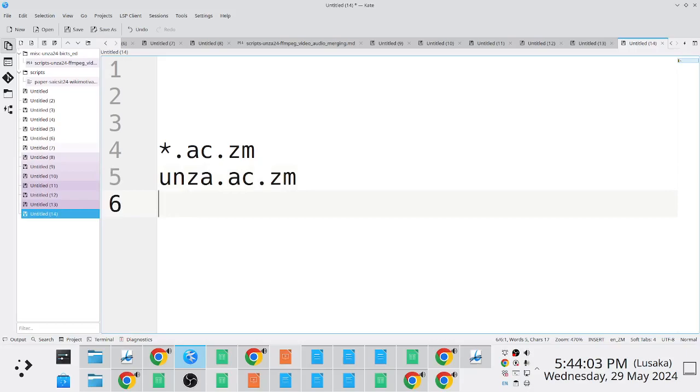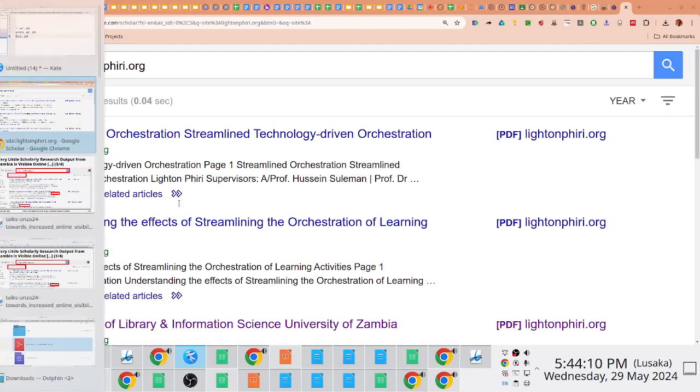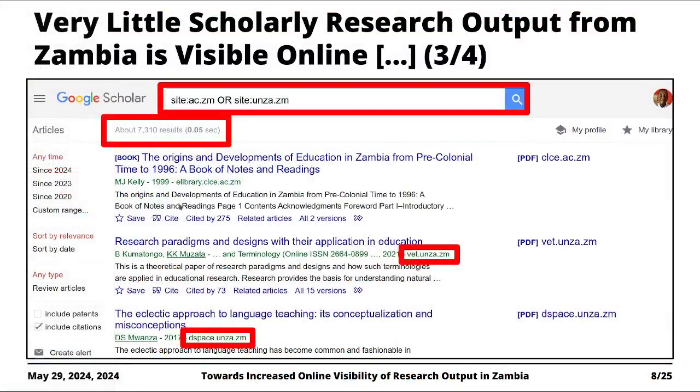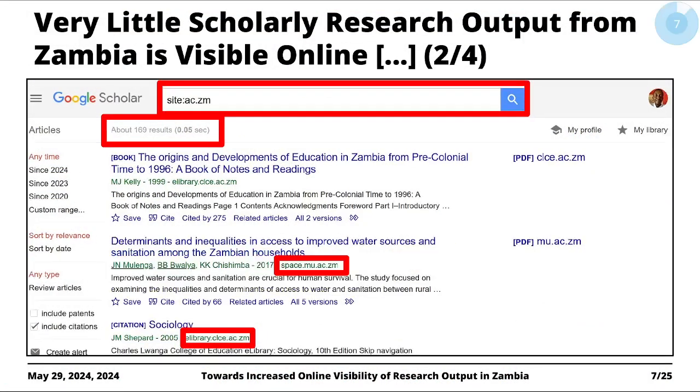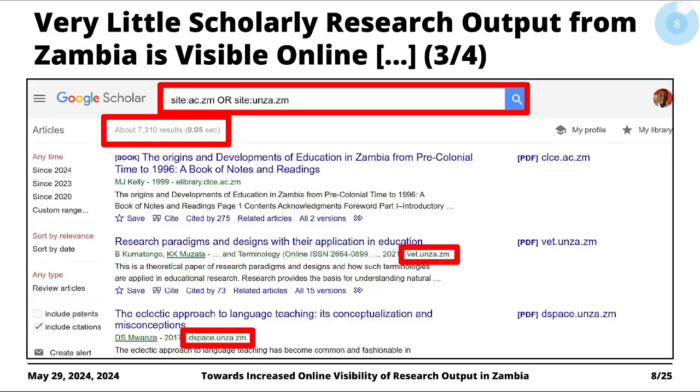The same applies to the central bank. BOZ is .zm, but it's not supposed to be .zm. It should be something like .gov.zm or something. But that's besides the point. If we include UNZA, you notice that the picture changes slightly. We're moving from 169 results or hits in Google Scholar to about 7,310 results.